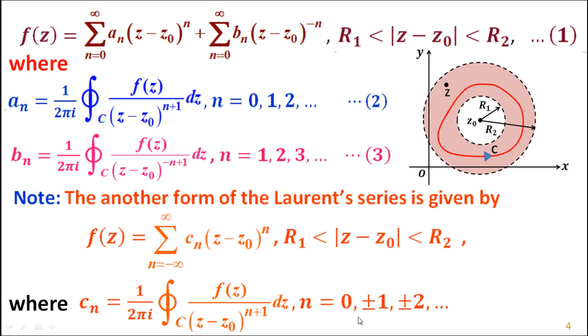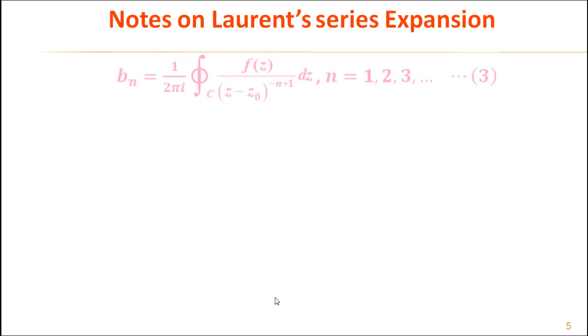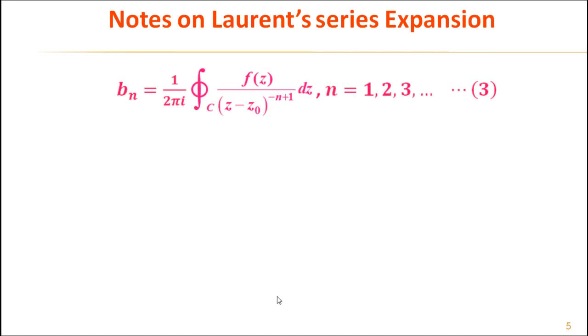That is, n is equal to 0, plus or minus 1, plus or minus 2 and so on. So, by studying the Laurent power series representation of the function f of z on an annular region, we can learn some notes on this Laurent series expansion. First, recall what is bn. We have studied in equation 3.